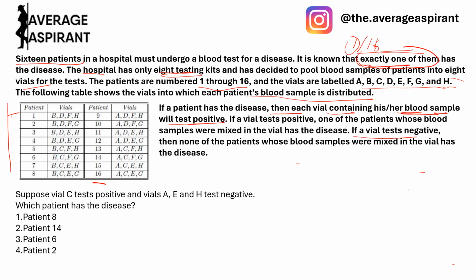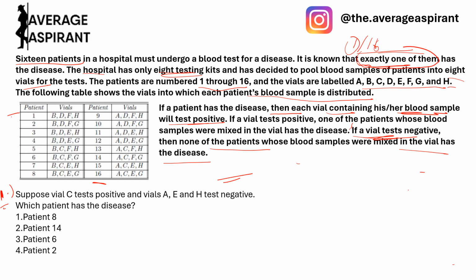If a vial tests negative, then none of the patients whose blood samples were mixed in the vial has the disease. This line is very important: if A is negative, then anyone having A, which is patients 9 to 16, none of these have the disease. I hope you get it. So we'll move to the first question directly.